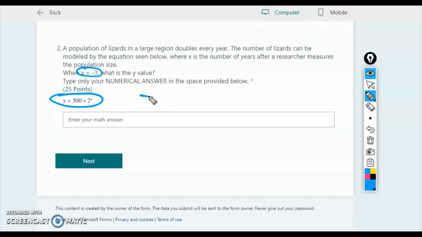So I am just going to plug it in. So 500 times 2 raised to the -3. And if you're doing it on a calculator, I'd be very cautious. I'm not sure what calculator you're using, but maybe put parentheses around your -3. It's going to be a value smaller than 500 because 2 raised to the -3 is the same thing as 1 over 2 to the third. So figure out what this number is. We don't need to know that number of lizards. Just give me that number.